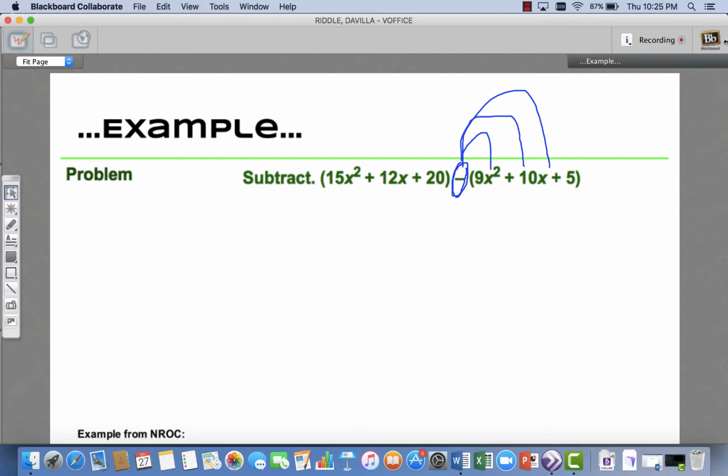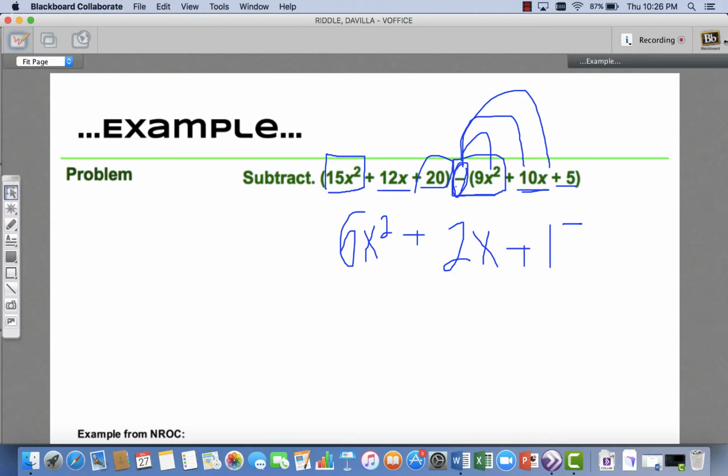Hi, Kyle. Yes, that is the right answer. Great job. You're really good at this. So we have 15x squared here, and then negative 9x squared. So 15x squared minus 9x squared will give us 6x squared, which is what you got. Awesome job. And then we have 12x minus 10x, which would give us positive 2x. And lastly, we have 20 minus 5, which is positive 15. Awesome job.